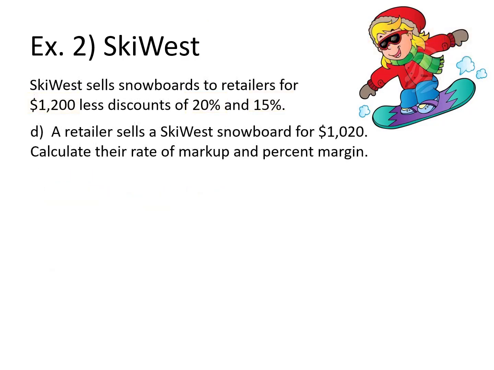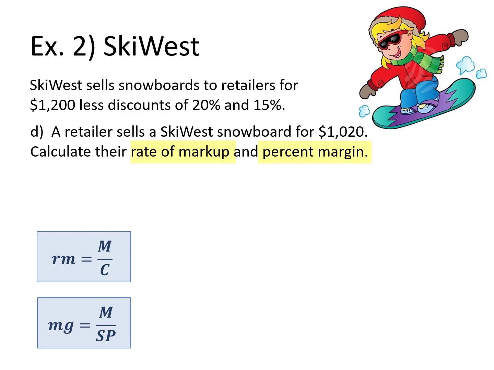Okay, part D. A retailer sells a Ski West snowboard for $1,020. Calculate their rate of markup and percent margin. So this question is asking for the rate of markup. Let's make sure that we're defining that correctly. That's the ratio of markup to cost, as well as it's asking for the percent margin, which is going to be our markup to selling price ratio.